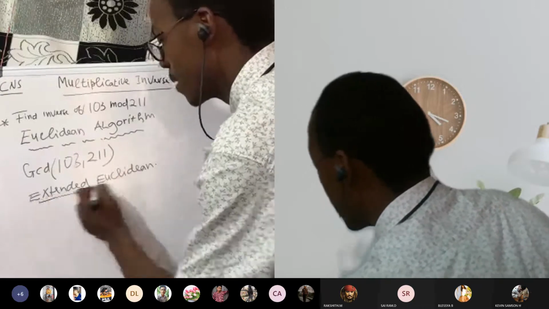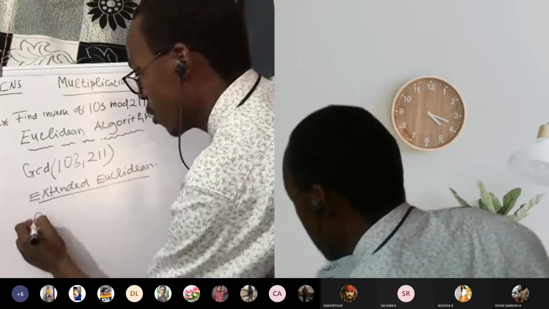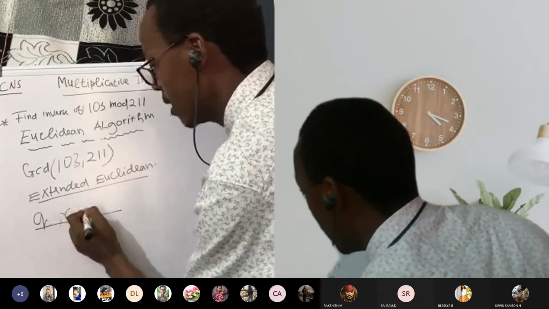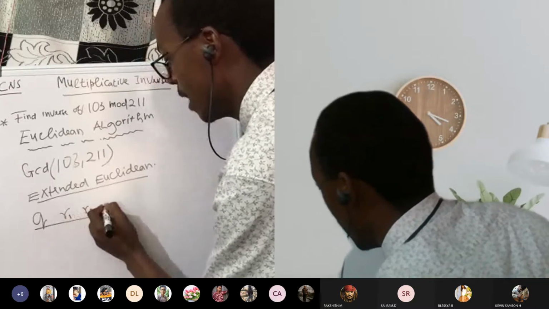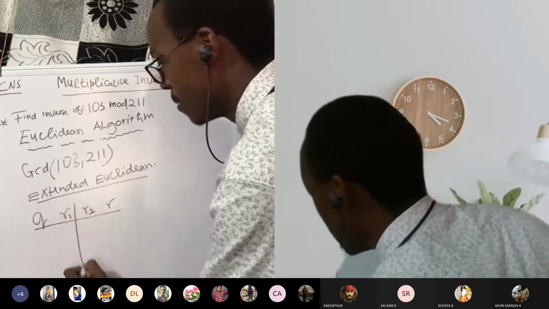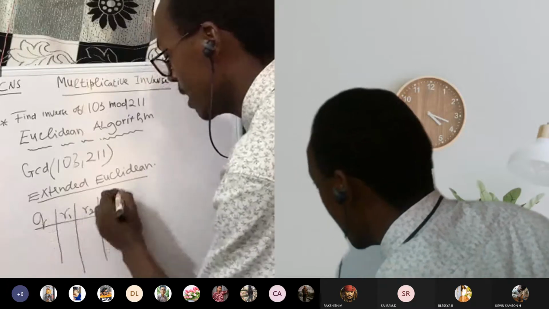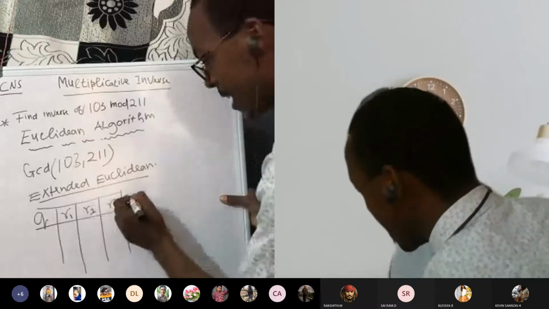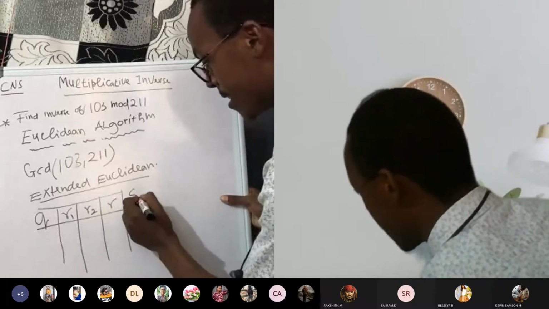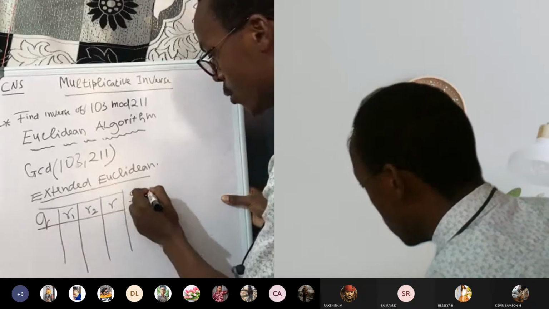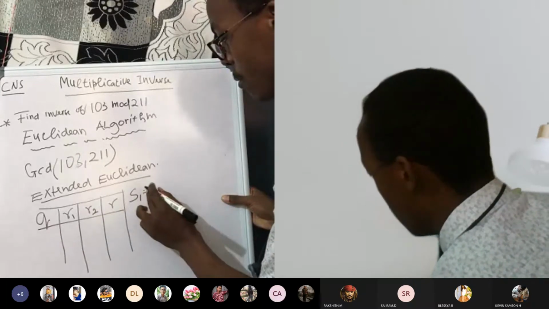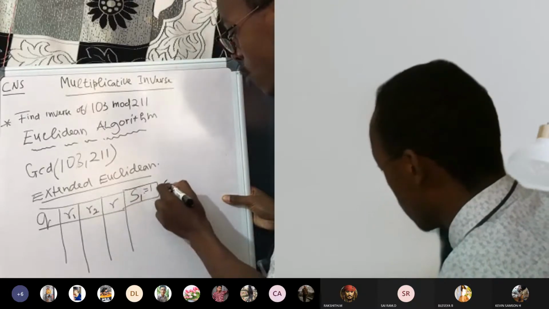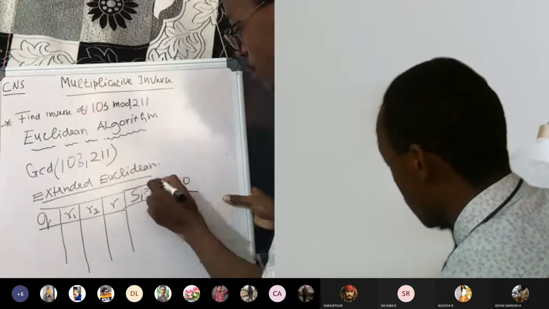In the extended Euclidean, we have the so-called quotient, R1, R2, and the remainder. This is to help you understand how the second method is going to be used. We have S1, which is equal to 1, and S2, which is equal to 0. We have T1.